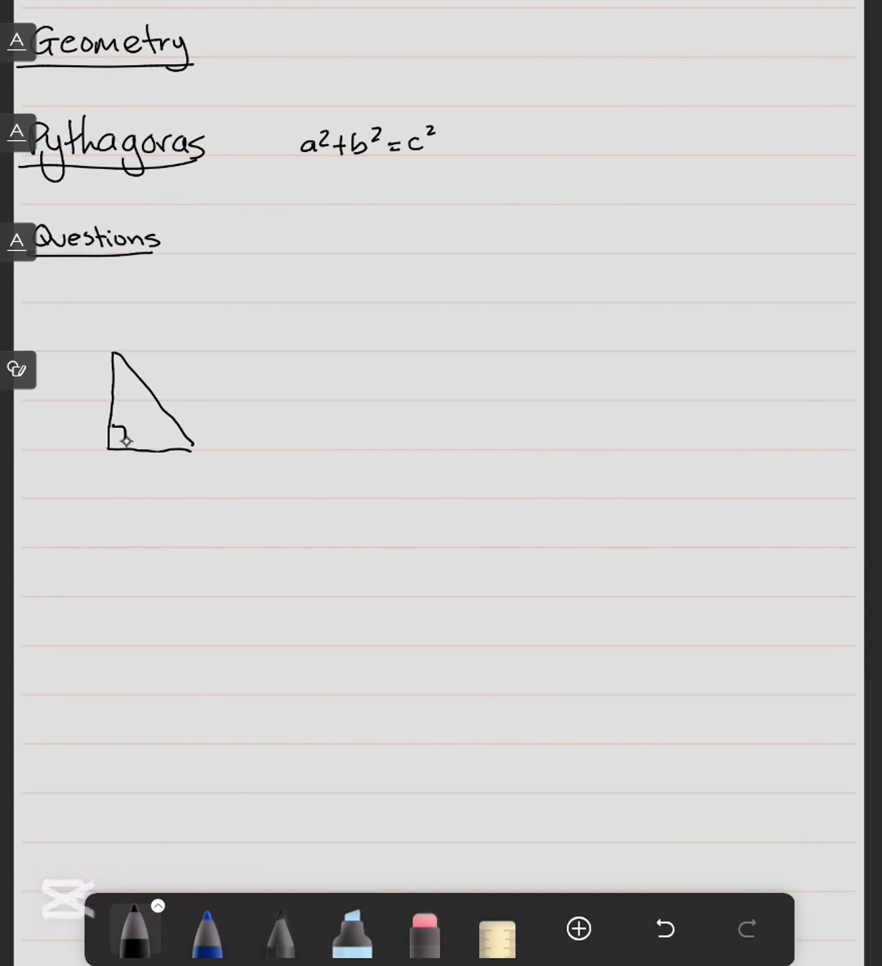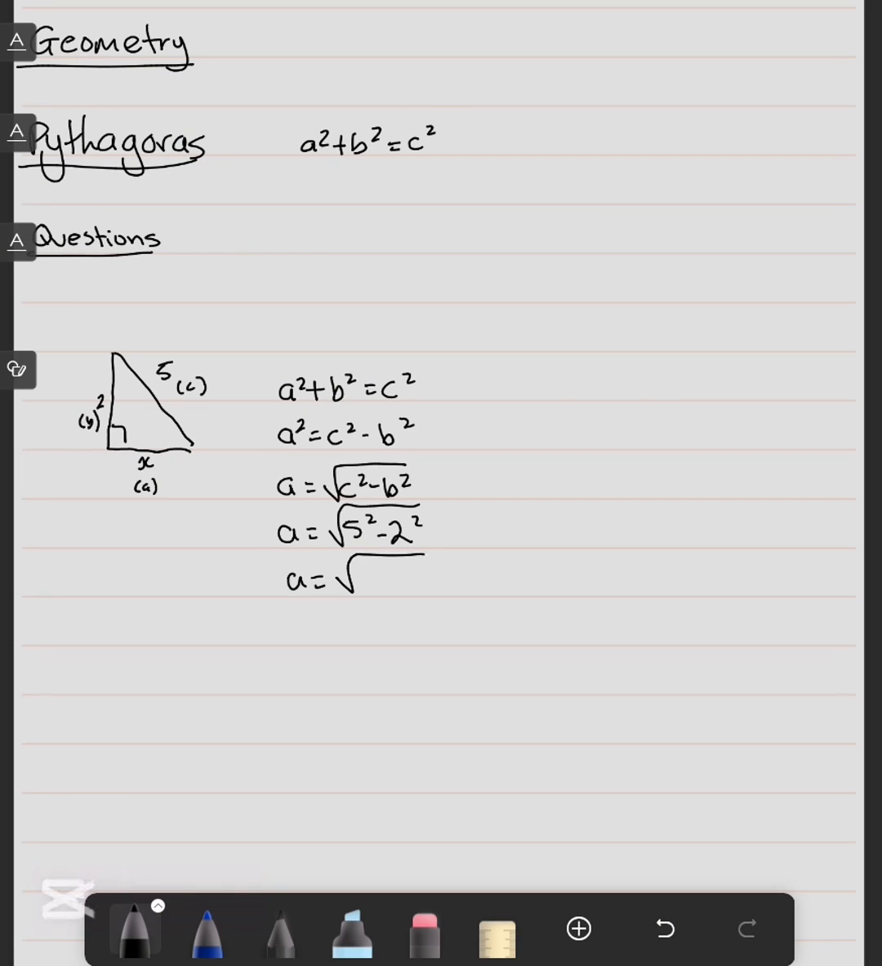Let's try a question where we have to find one of our shorter sides, not the long side. So we do the same thing of labeling and write out our formula. Now the only difference is now we rearrange for a. So it's going to be a squared equals c squared minus b squared. A is then equal to the square root of c squared minus b squared. And we can simplify a down all the way to a is equal to the square root of 21. And if you put that into your calculator, you'll get 4.58.